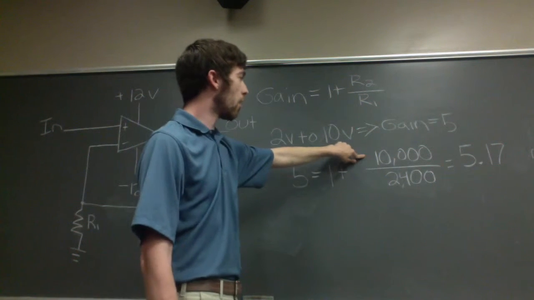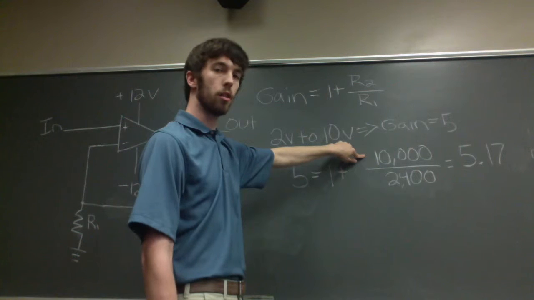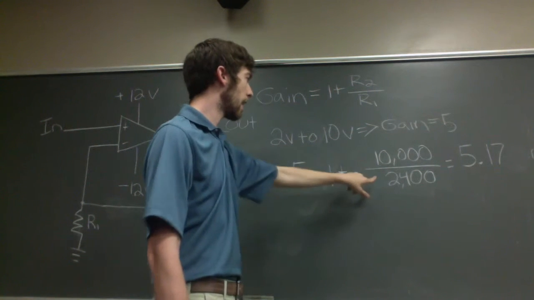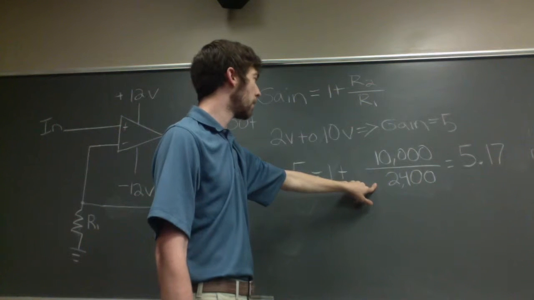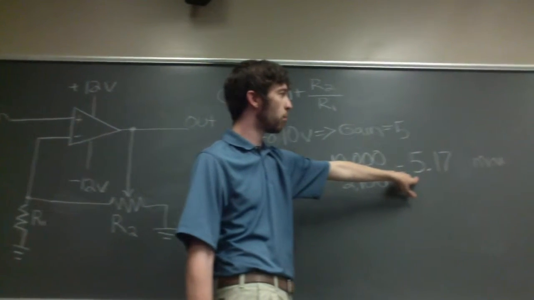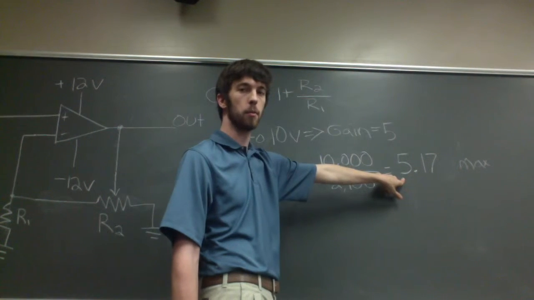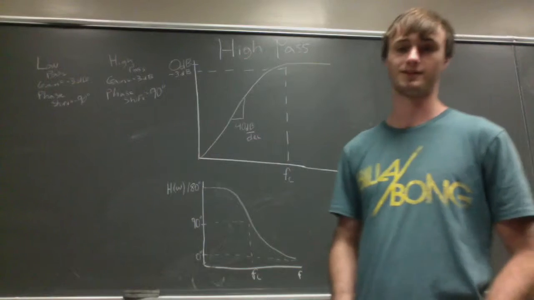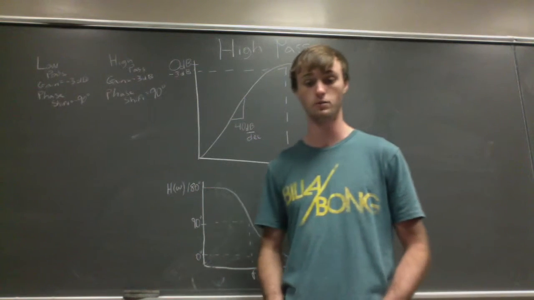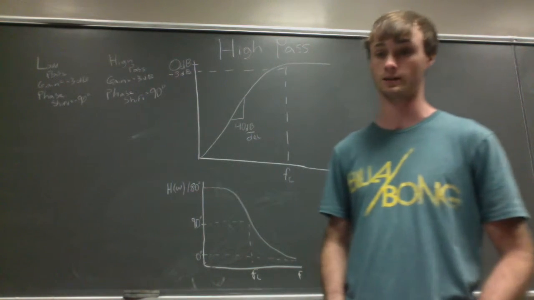We set our R2 value to 10K, which was our maximum value of our 10-turn pot, and just calculated R1 based on those values. We got an effective gain of 5.17 at the maximum of the 10-turn pot. The audio filter portion of our circuit consists of a high and low pass second order Butterworth active filter.